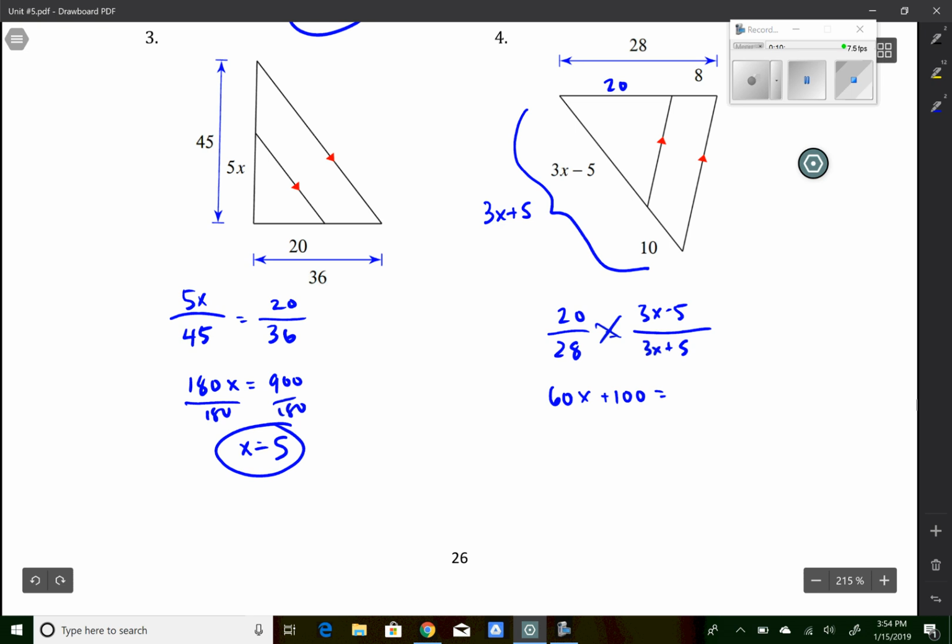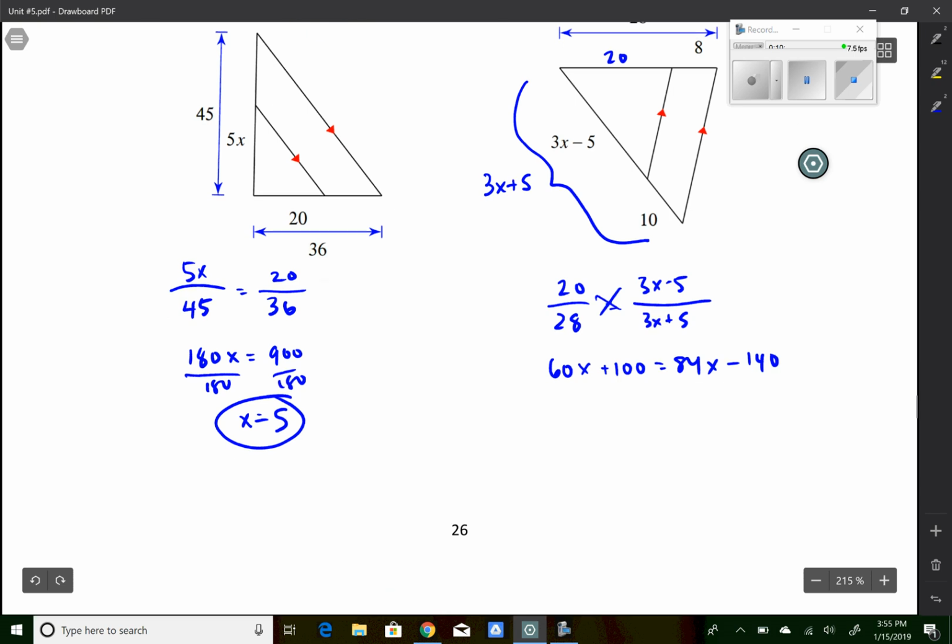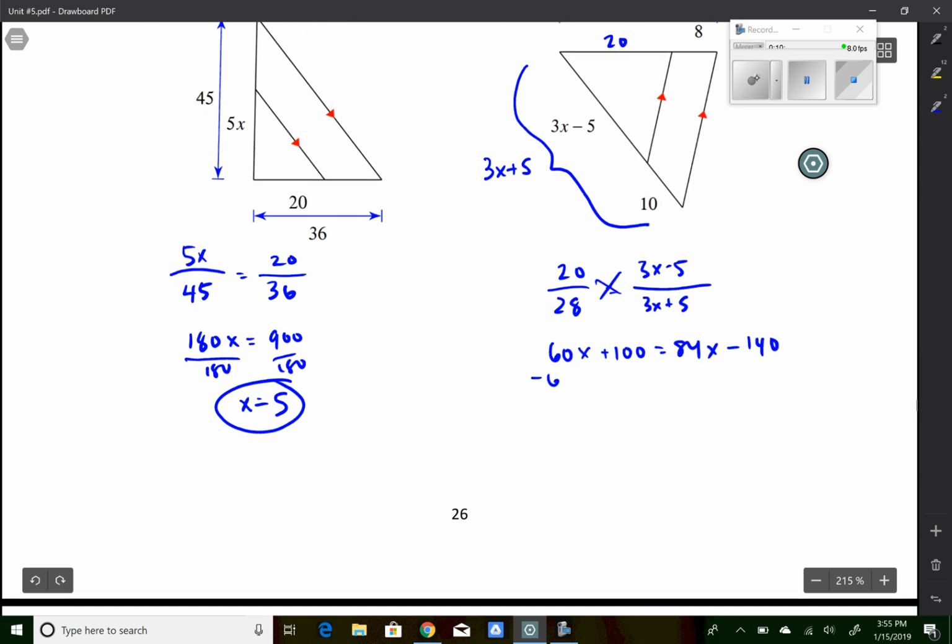28 times 3x minus 5. So again, use your calculators here. So 28 times 3 is 84x minus 140. Now we want to get it so that the x's stay positive.